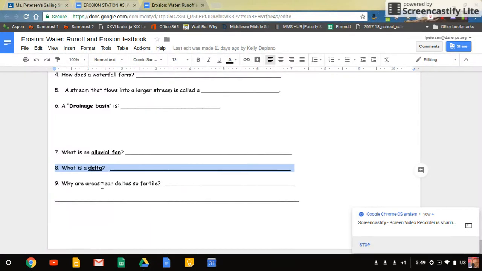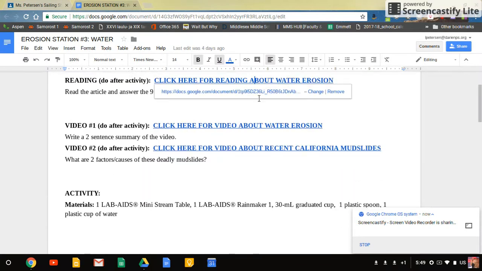Why are areas near deltas so fertile? Again, fertile means that it can sustain a lot of plant growth. And deltas are very fertile because minerals and materials carried by the river are dropped at the delta, and they provide very rich soil. Okay, that is the end of the reading.